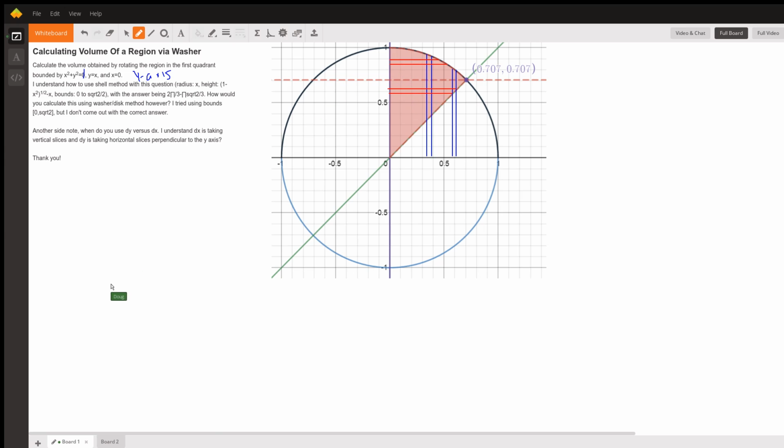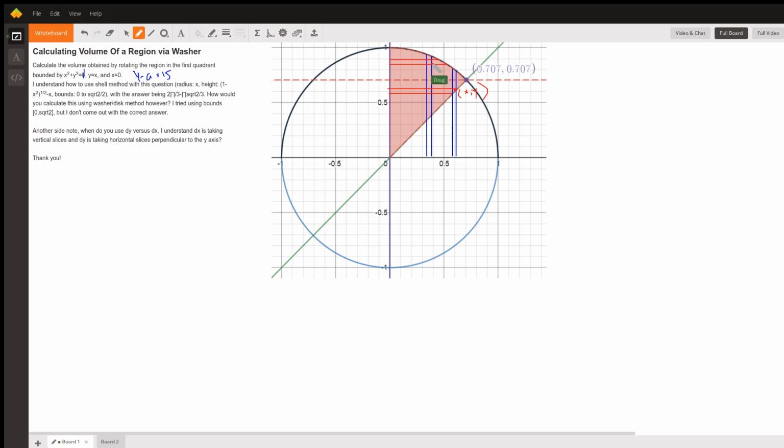And I'll go to board 2 and show you what it looks like in just a second. But the idea is that from 0 up to the square root of 2 over 2, a formula for the radius of the typical disk will be in terms of y. It'll be just y, because that's the coordinate of a point along this straight line. The coordinates of this point right here are x, y. So for each y coordinate along this segment, the corresponding x distance will be y.